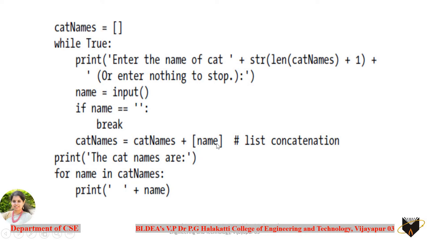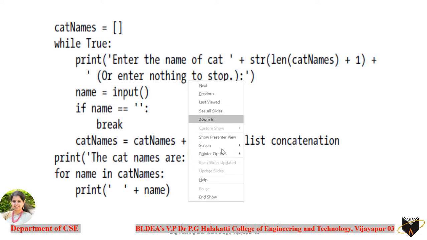What you are concatenating is the same string input read from the user, placed inside square brackets. That means you are making this content a list, which is concatenated to the cat names variable. Once the user enters a blank line, that is the enter key, the loop is terminated, and at the end the names are displayed with the help of the for loop. Let's see this example with the help of execution.